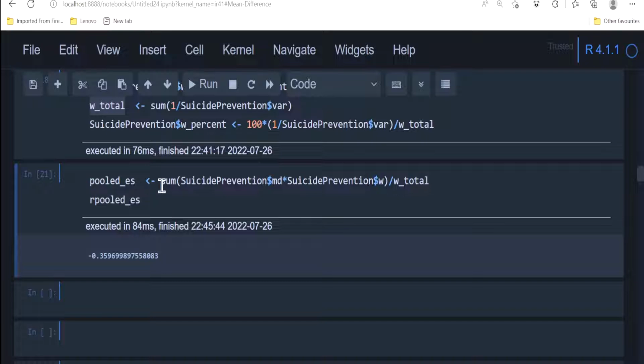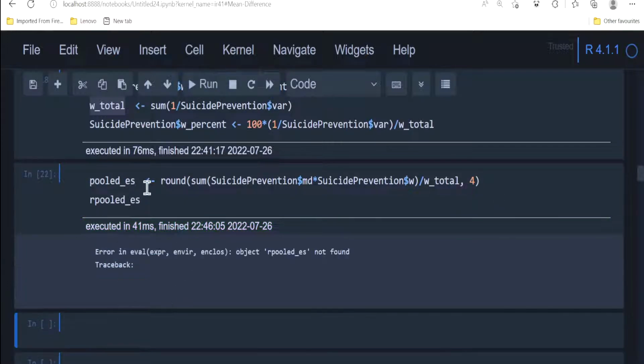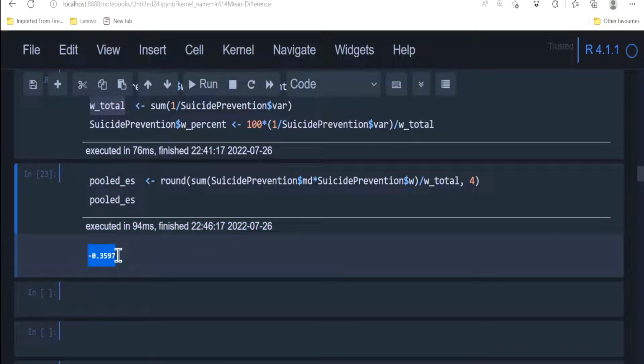I can also round it maybe to 4 digits, and the way I do it is round into 4 digits. Now I should be able to get this long number into just 4 digits. There seems to be an error again. Round, okay, this one here. I don't need this R. Now I got the mean difference in the pooled effect size.